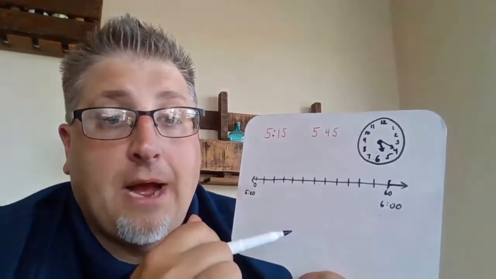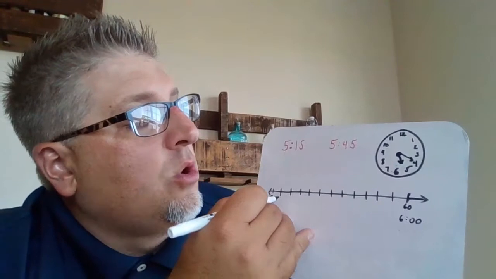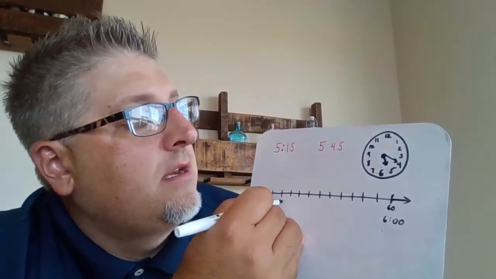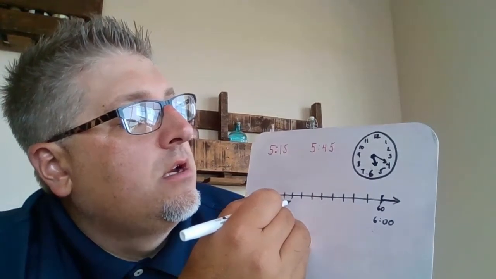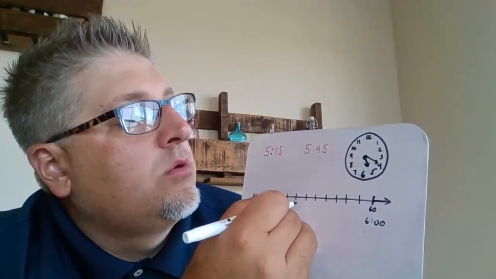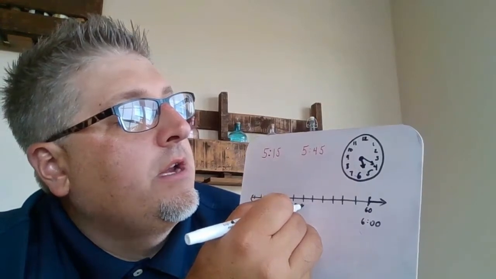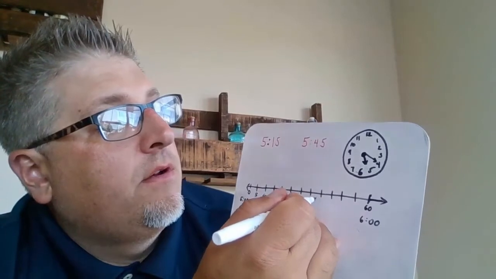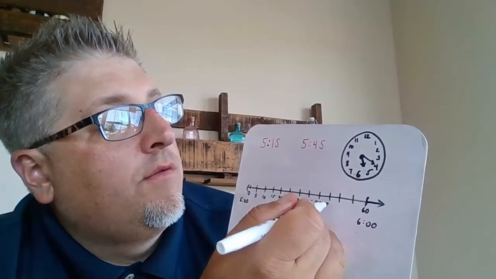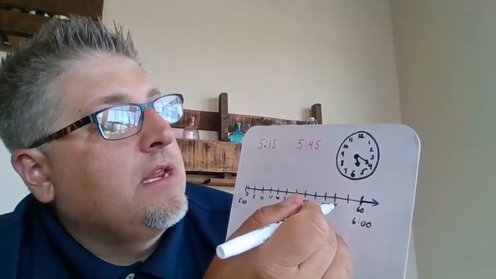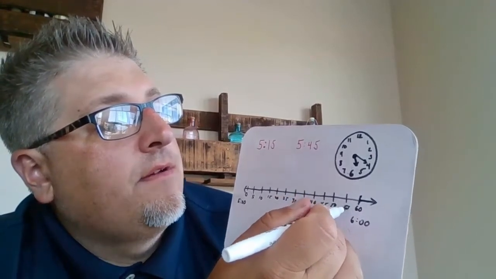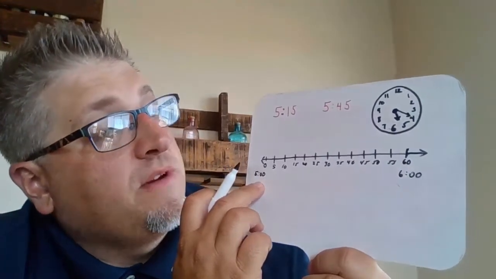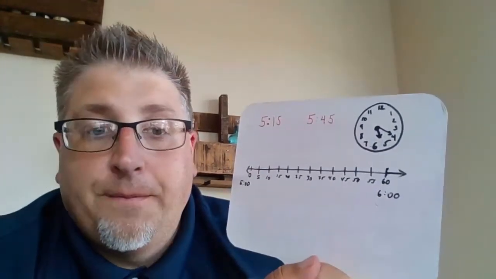So we know we're going to count by 5s. So we have 0. So we're going to go 5, 10, 15, 20, 25, 30. Okay, we're just going up by 5s. 35, 40, 45, 50, 55, and 60. Okay? So those are my plot marks between 5 o'clock and 6 o'clock.